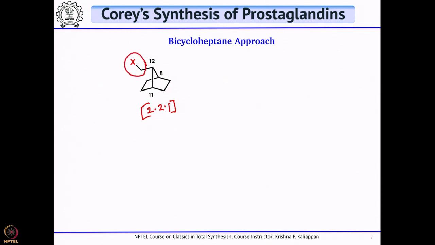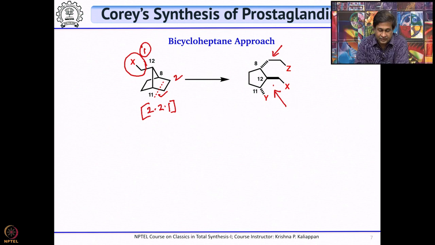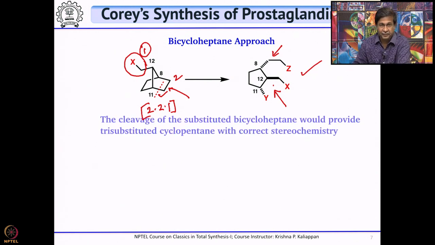Now what he wants to do is cleave this bond. When you cleave this bond, that should get converted into a nice cyclopentane and these two side chains. Okay, you can see the two side chains can be easily introduced. So this becomes side chain 1 and this becomes side chain 2. What is important is that you have to cleave this bond. Cleaving that bond is very, very important, and how you cleave it, accordingly you can fix the stereocenters of these three contiguous carbons. That was his plan. Okay.